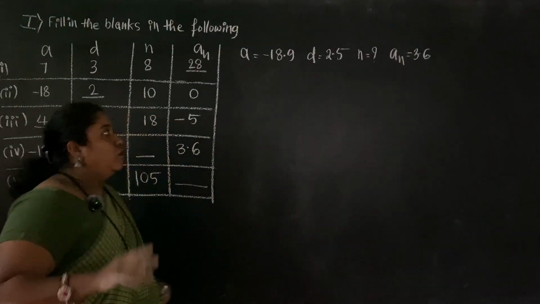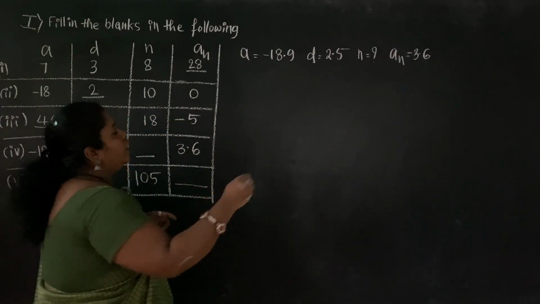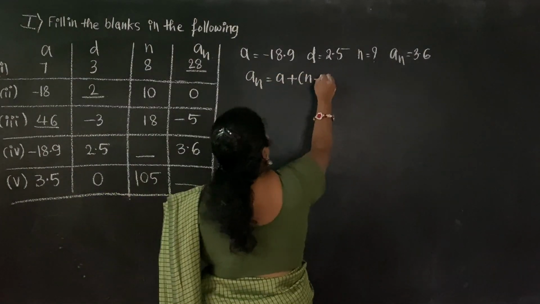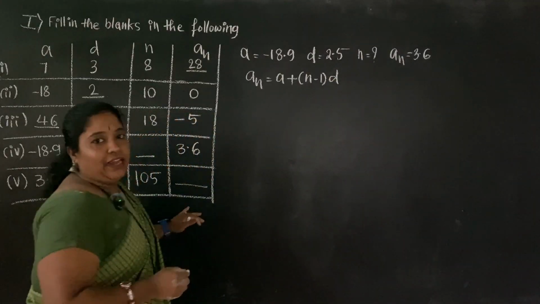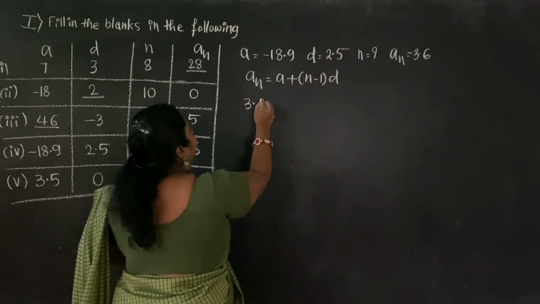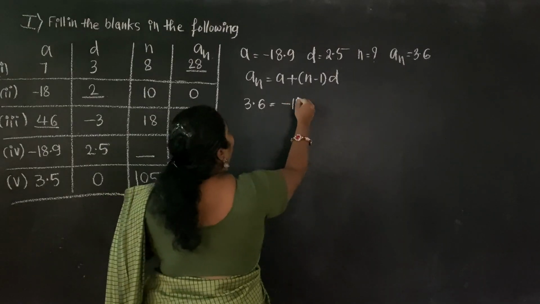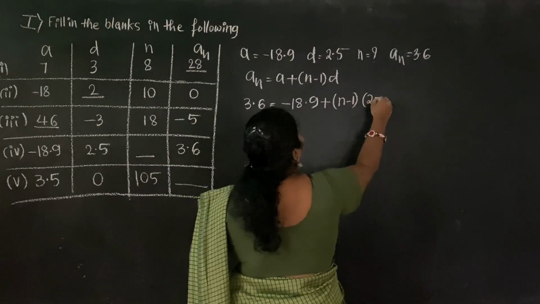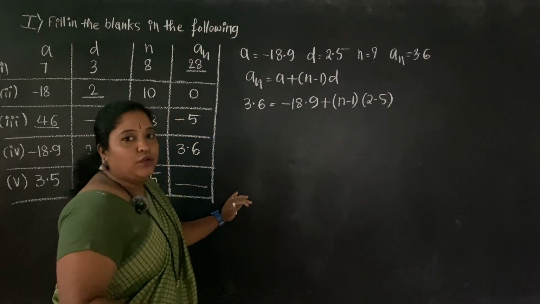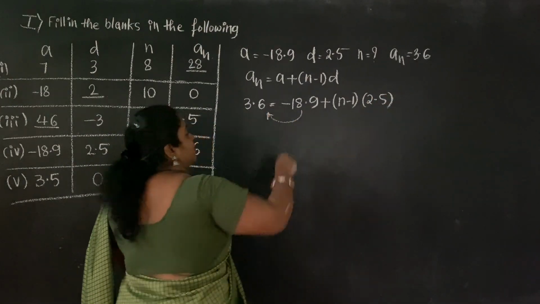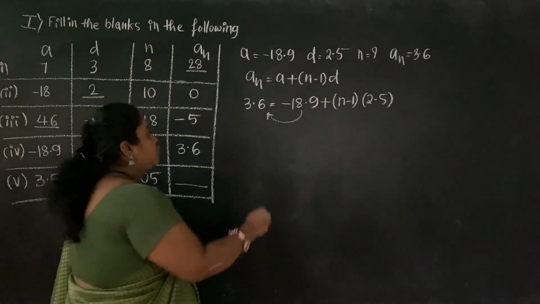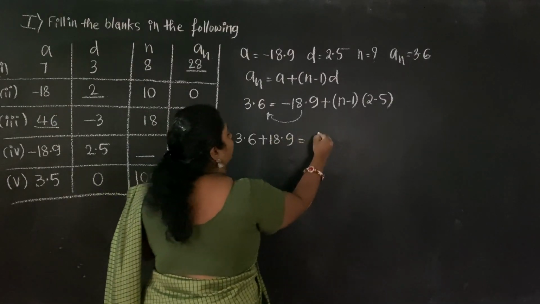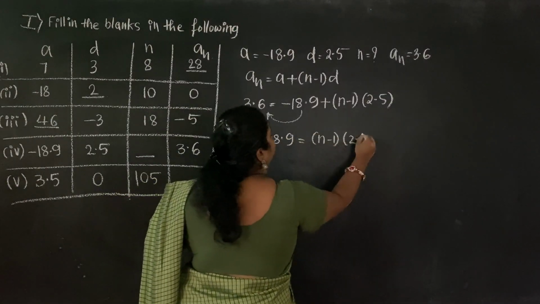Understanding? Now look at the board here. Now use the formula, same formula you will be having, an is equal to a plus n minus 1 into d. Substitute the values. an is equal to how much? 3.6. a is equal to minus 18.9 plus n I need to calculate, d is 2.5. Is it not? So what I do, I'll send this a value to this side. Minus turns to plus, so I'll be having 3.6 plus 18.9 is equal to n minus 1 into 2.5.